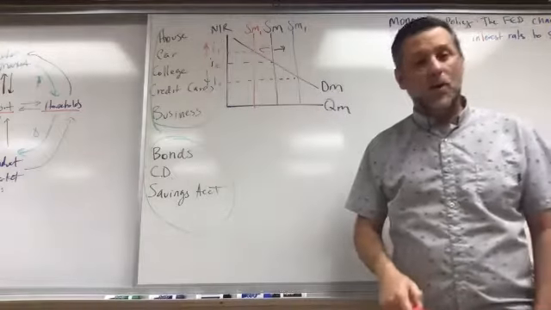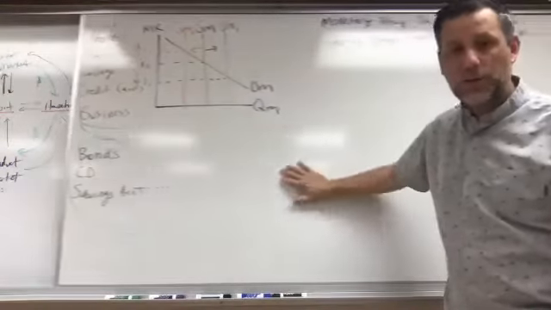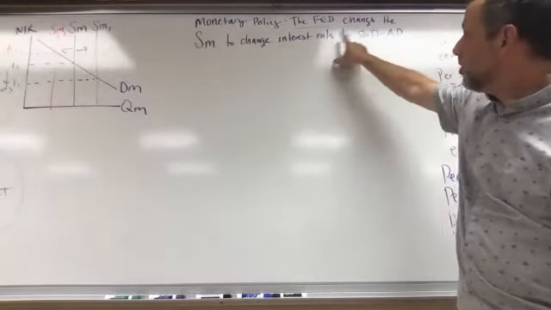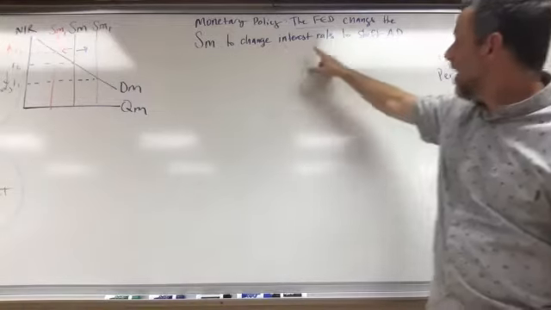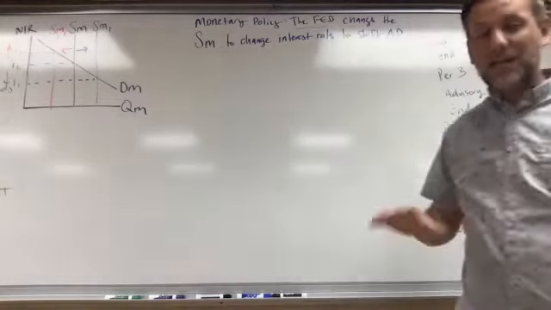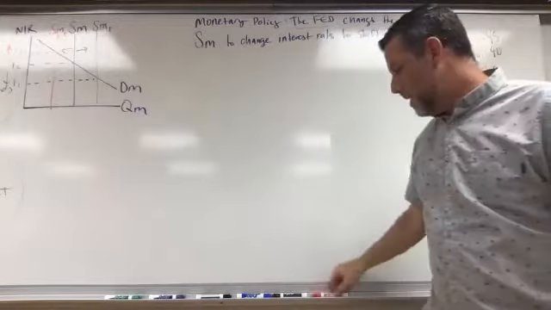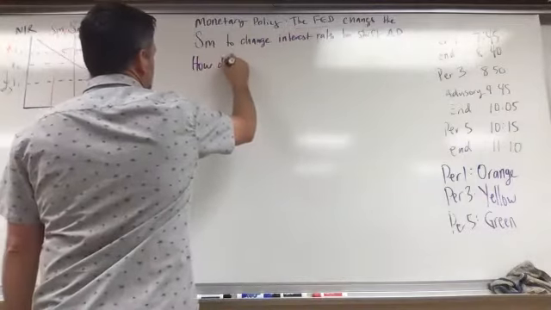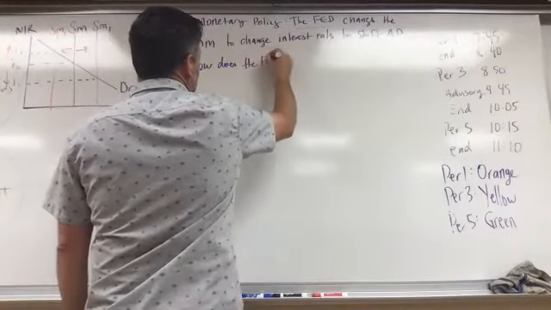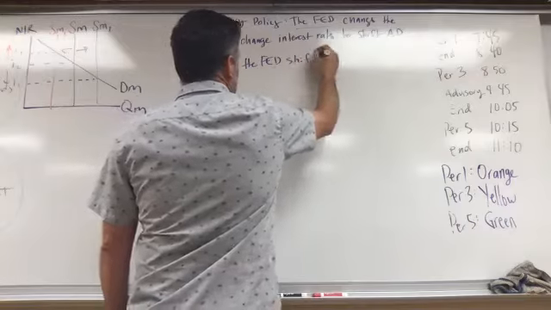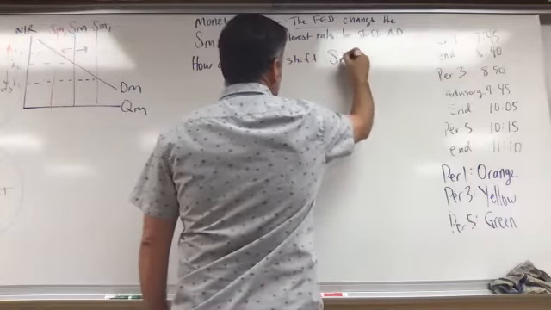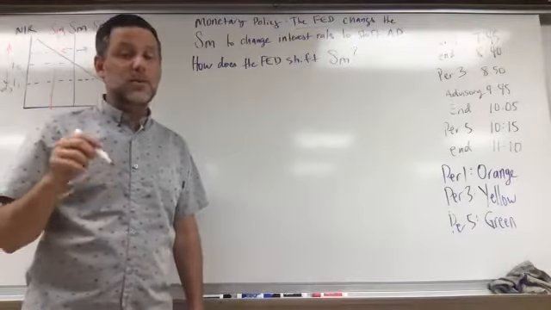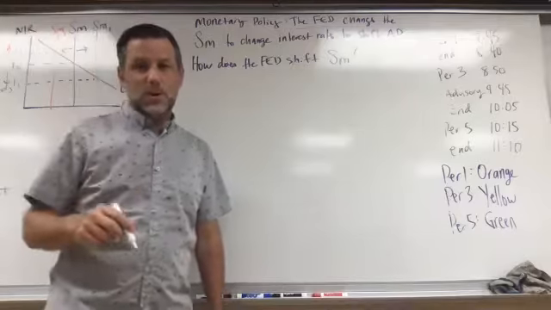So the next step for us, this is the what. Now we have to look at the how. How does the Fed actually do this, right? Monetary policy: the Fed changes the supply of money to change interest rates to shift aggregate demand. That's the theory of monetary policy. But now we're going to look at the how. How does the Fed shift the supply of money? That's the question. How does the Fed increase or decrease that supply of money? And that's what we're going to look at next.